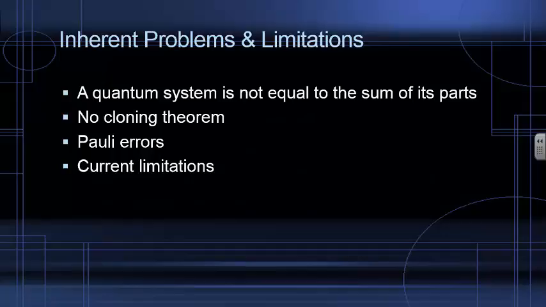So I'll talk about inherent problems and limitations. We have that the quantum system is not equal to the sum of all its parts. And then you have the no-cloning theorem, whereby the system has to decrypt the whole data in full instead of doing it in streams. We have the Pauli errors brought about by conjugation of the circuits, and then the current limitation, especially the no-go result theorem, which shows that quantum mechanics alone is insufficient to accomplish certain tasks.